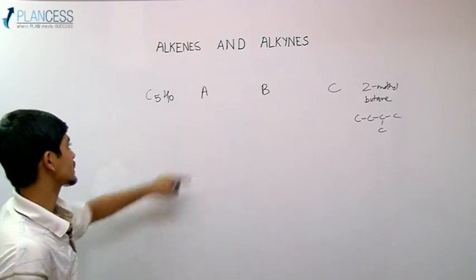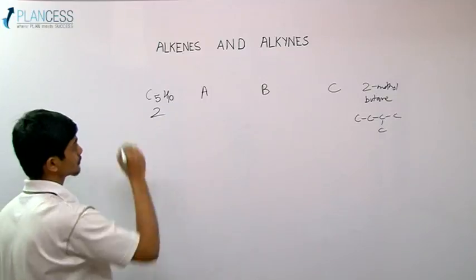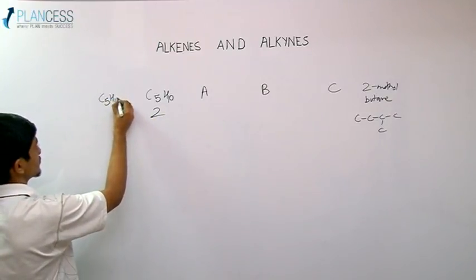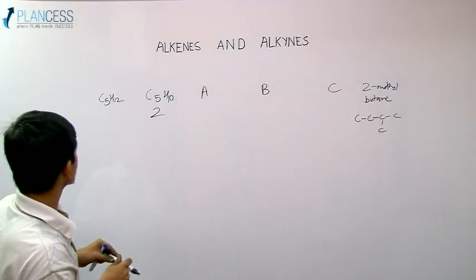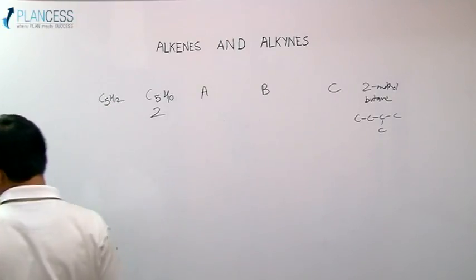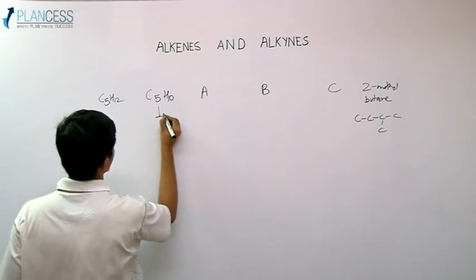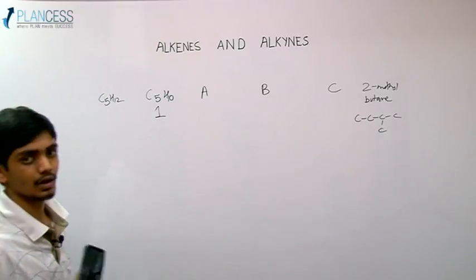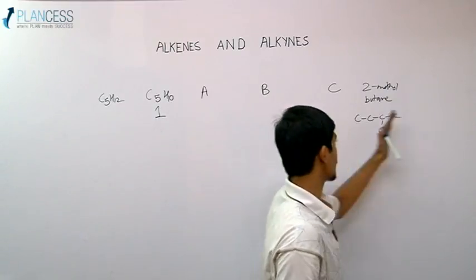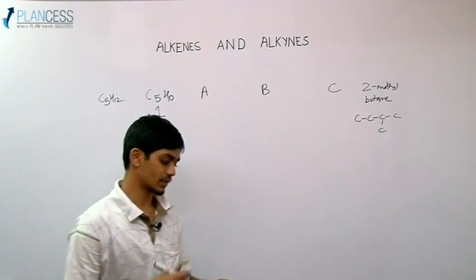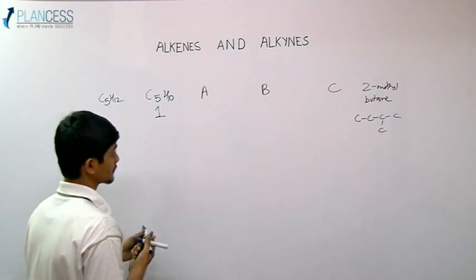Now this C5H10 has how many unsaturations? Suppose we take the saturated compound, which is C5H12, then the difference of hydrogen is 2, so that means the number of unsaturations would be 1. Fine. Once we have got that, that means there is only one pi bond present somewhere in the molecule, and let us see how many isomers are possible with that.